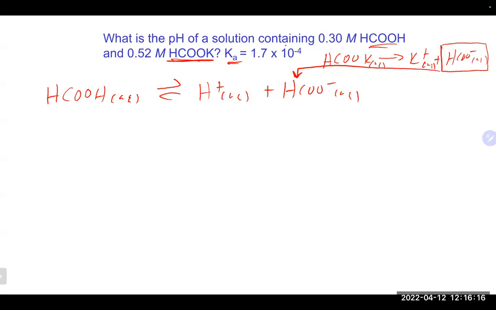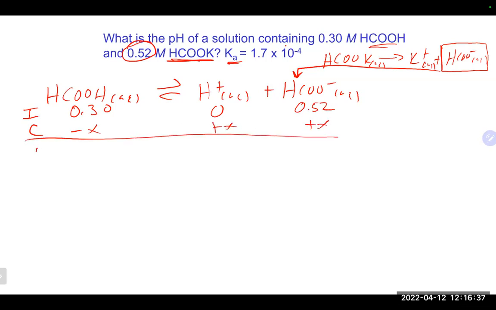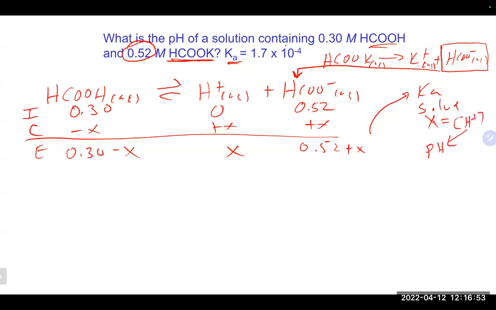So if you chose to do an ICE table, again, it would be based off of the formic acid. Setting it up, you would have 0.3 molar here, 0. And again, the potassium formate is going to supply 0.52 as it is a one-to-one relationship. The change would be minus x, plus x, plus x. And that would give you 0.3 minus x, x, 0.52 plus x. This would go into your Ka. You would solve for x. X would equal the H+ concentration, and then to your pH.